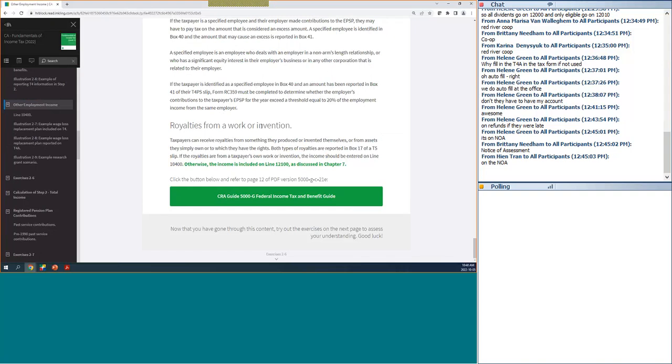Who knows what it is? If you have a work or an invention and you get royalty income from it, you have to enter that on line 10400. That is other employment income.